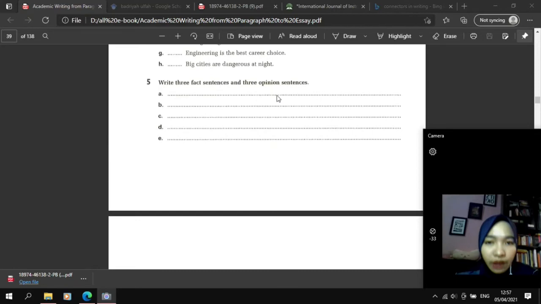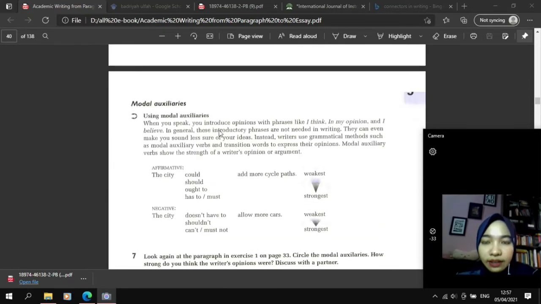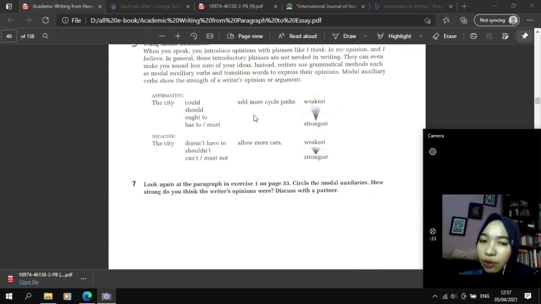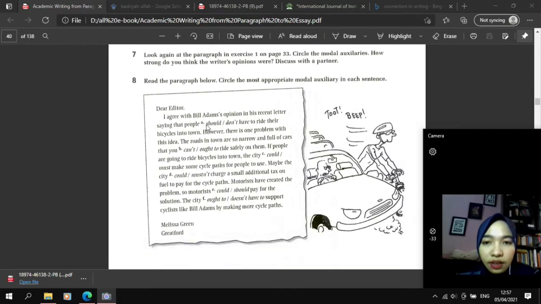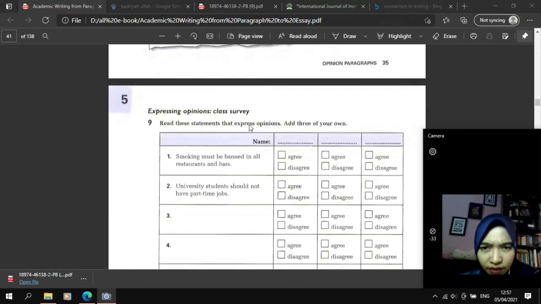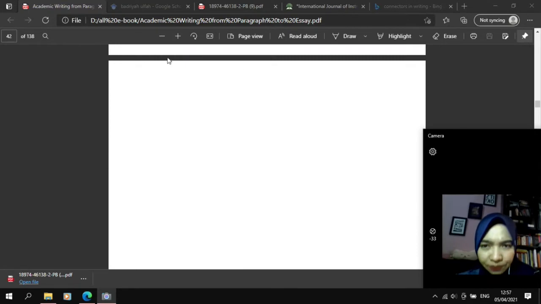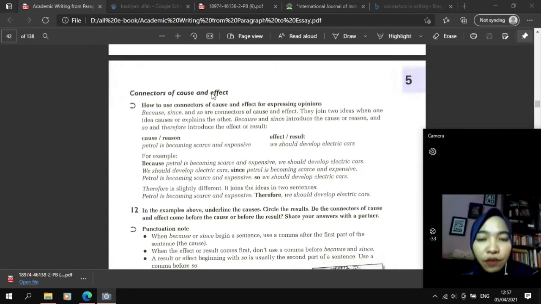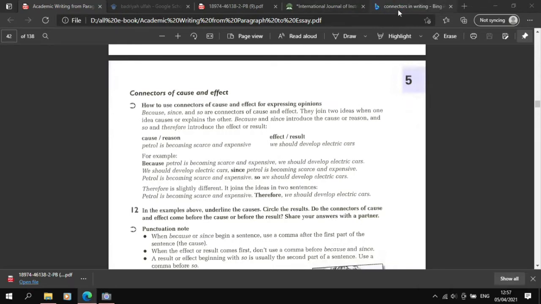So here, how to write fact and opinion too, and how you use auxiliaries. I think that you have learned this in grammar, like could, should, ought to, has to, doesn't have to. I will not follow this. And then here we have another one that I want to explain, this part, connectors of cause and effect. So mostly when we are writing, connectors are the most important thing to show, because we cannot just say statements, but of course we need to connect them. If you check on the internet, there are many kinds of connectors in writing.